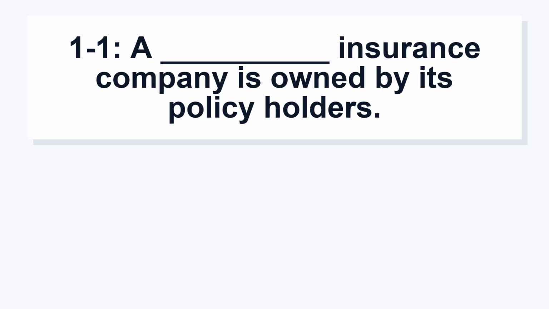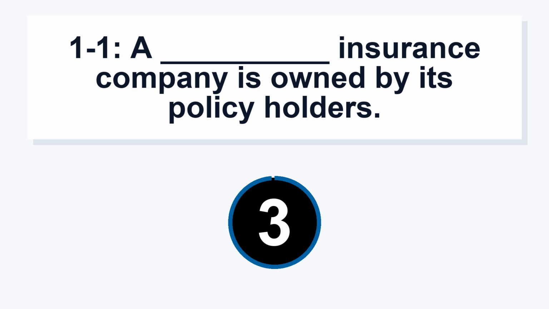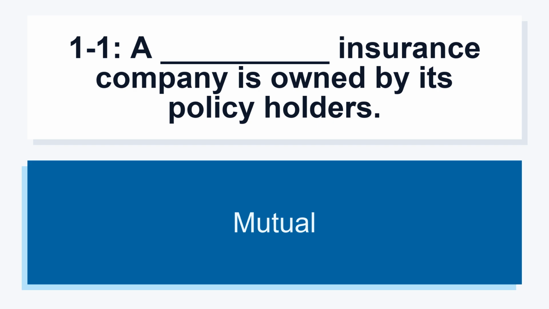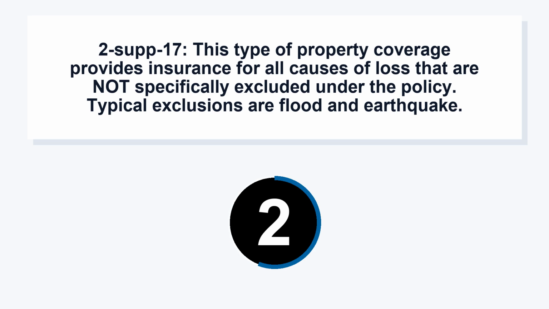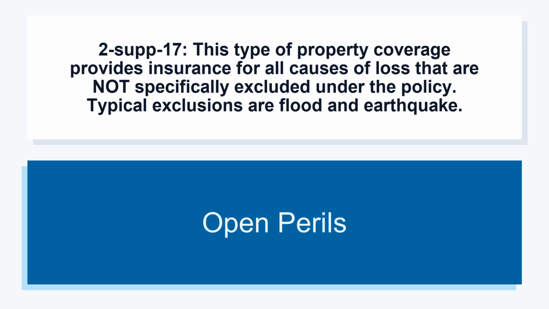An insurance company is owned by its policy holders. Mutual. This type of property coverage provides insurance for all causes of loss that are not specifically excluded under the policy. Typical exclusions are flood and earthquake. Open perils.